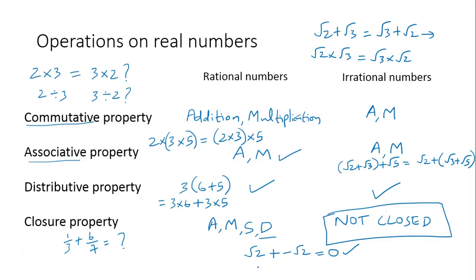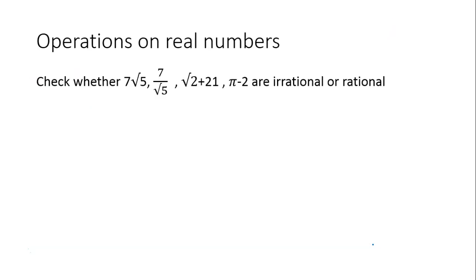Similarly, if you take multiplication, if you take root 2 into root 2, you see that you will get 2, which is a rational number. So it is not closed under multiplication. Similarly, you can check for subtraction and division. So that's a major difference in the properties of rational and irrational numbers. Irrational numbers do not have closure property. Now let's examine some operations on real numbers. In this section, we are going to do the addition, multiplication, subtraction, and division operations on two numbers in which one number is a rational number and the other is irrational.